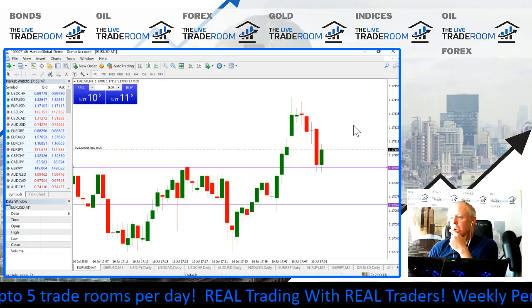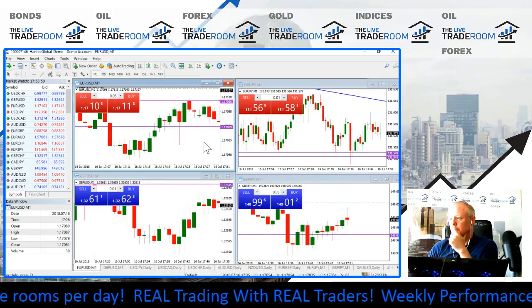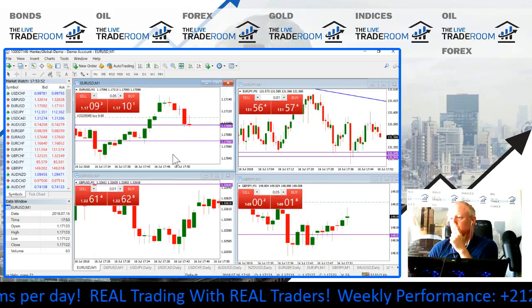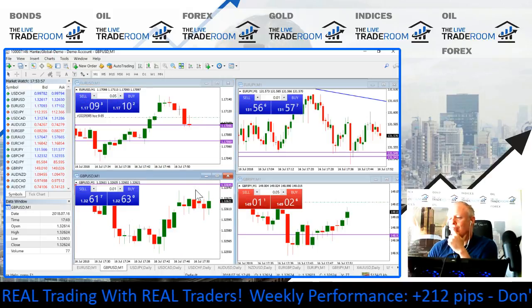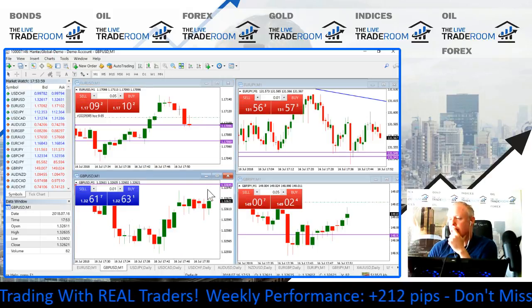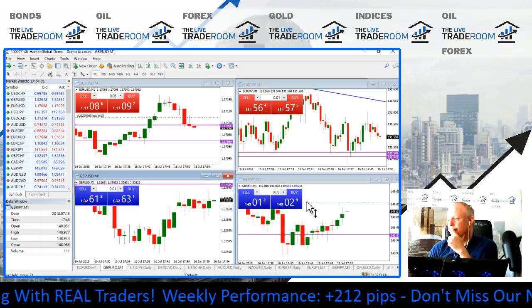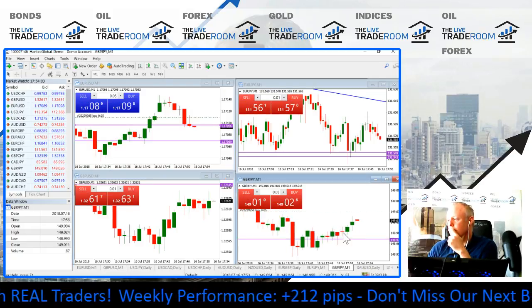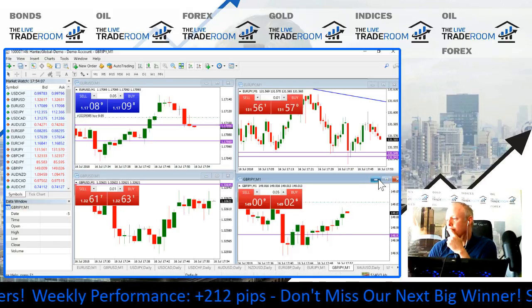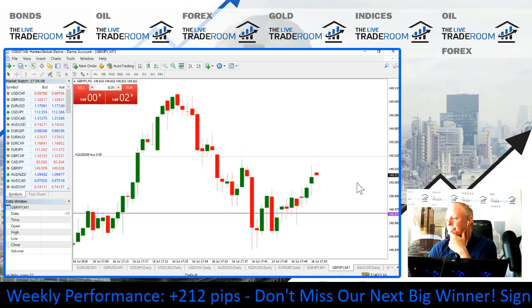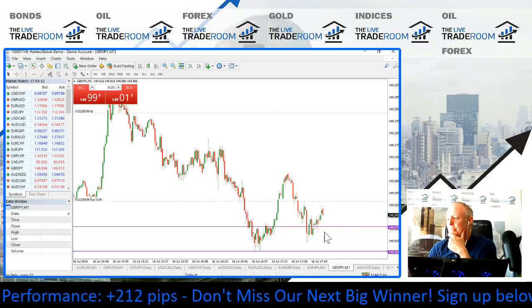So that's the euro dollar. The pound dollar is still procrastinating just beneath these lows, the 32.64, and we're reluctantly moving higher in the pound yen. So just trying to be consistent.